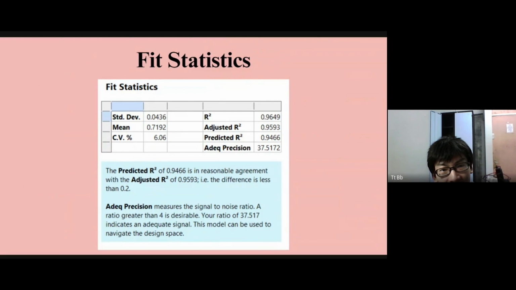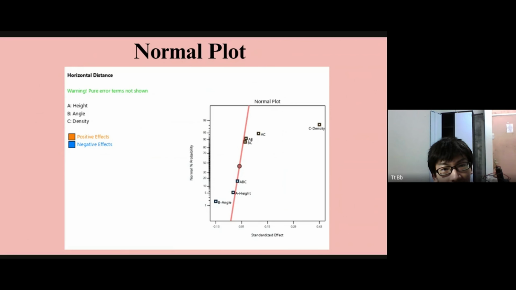This is the fit statistics for our experiment. We can see that the adjusted R square and predicted R square are basically greater than 0.9. So our experiment is considered acceptable. This is the normal plot for our experiment. You can see that point C, point AC, point B, and point A deviate from the red line. This indicates that they significantly affect the response, which is the horizontal distance.